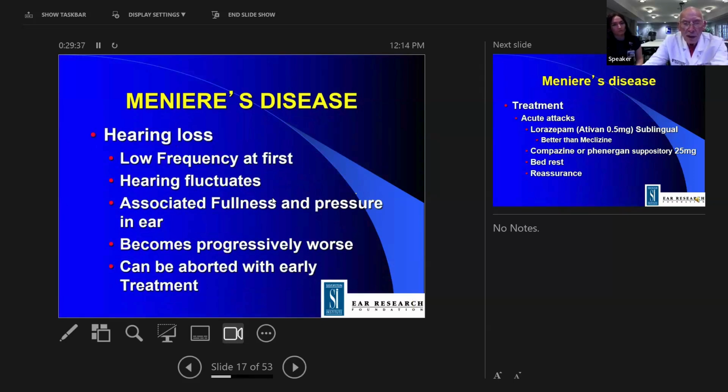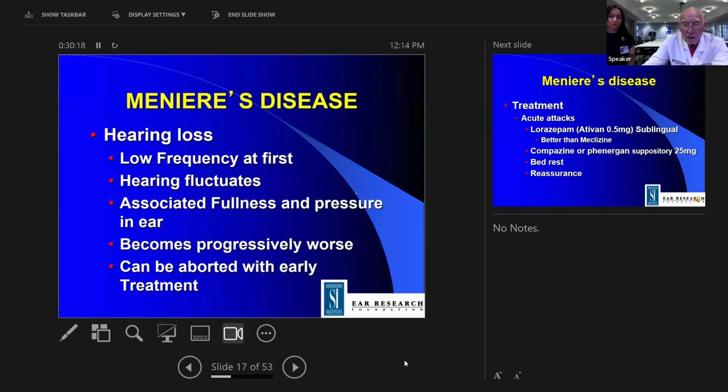So the hearing loss many times can occur before the vertigo starts, and it's a low frequency hearing loss at first. The hearing fluctuates, goes up and down, usually gets worse with the attacks of vertigo. And there's also associated fullness and pressure in the ear. And it seems to get progressively worse over time. Now, we believe that Meniere's disease can be aborted by early treatment, and we'll talk about that shortly.